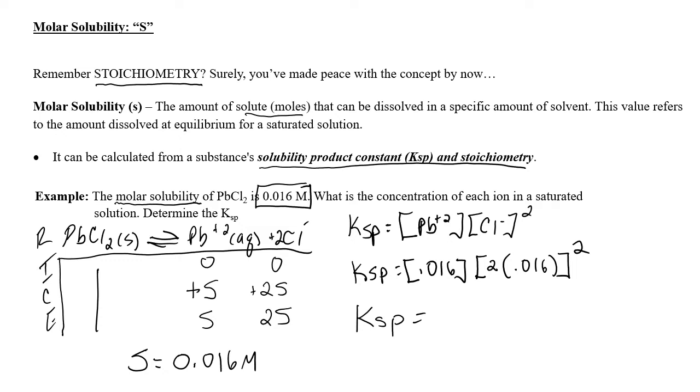Our KSP value is 1.64 times 10 to the negative fifth. No units there.